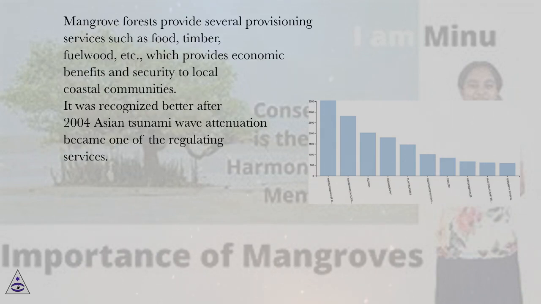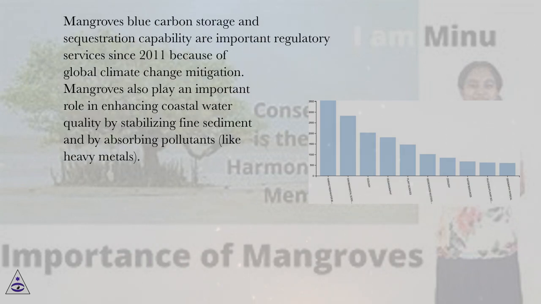Mangrove forests provide several provisioning services such as food, timber, fuel wood, etc., which provide economic benefits and security to local coastal communities. It was recognized better after the 2004 Asian tsunami that wave attenuation is one of the regulating services. Mangroves' blue carbon storage and sequestration capability have been important regulatory services since 2011 because of global climate change mitigation.